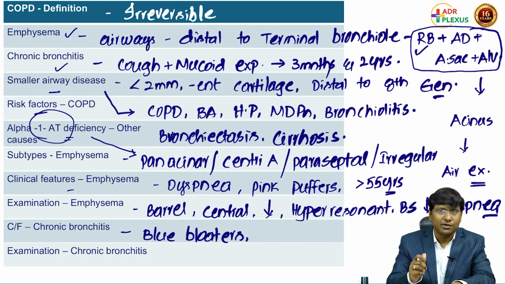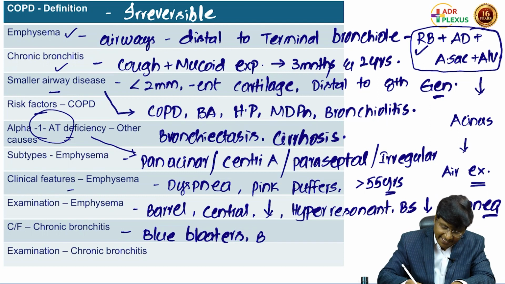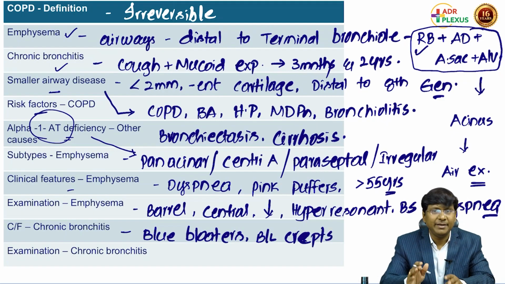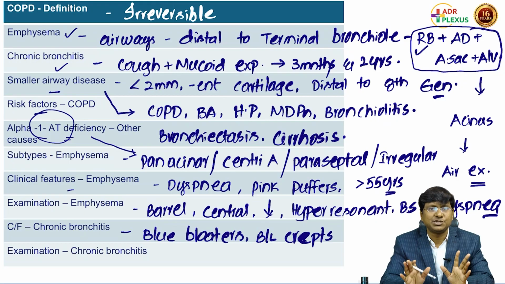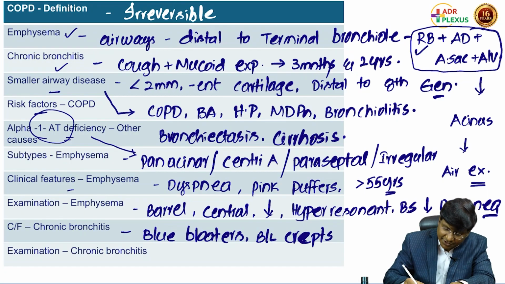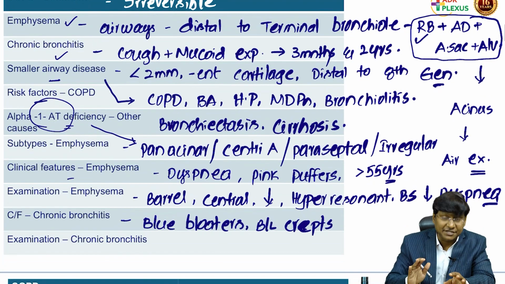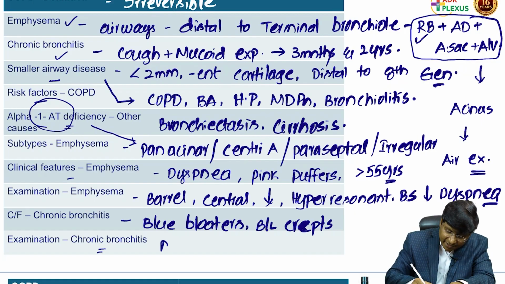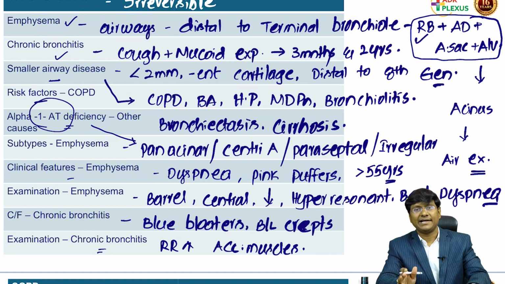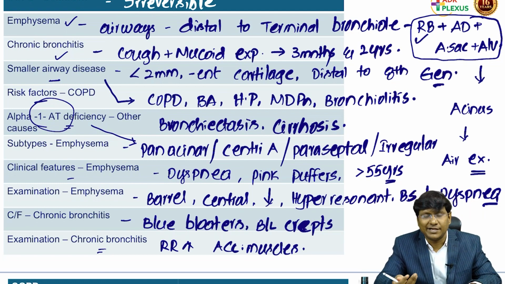In patients with chronic bronchitis, on examination, you will have bilateral basal coarse crepitations. The respiratory rate is increased, and there will be usage of accessory muscles of respiration, like the sternocleidomastoid, the scalene muscles and the pectoral muscles, because the respiratory rate is increased.